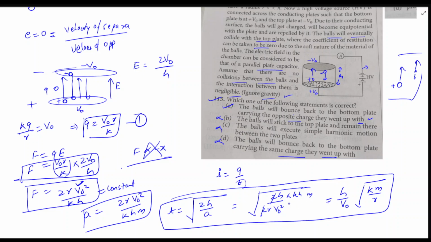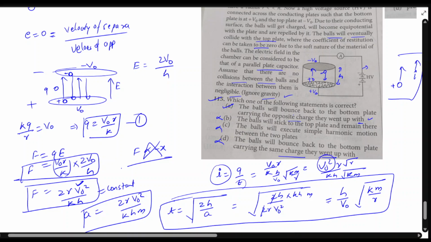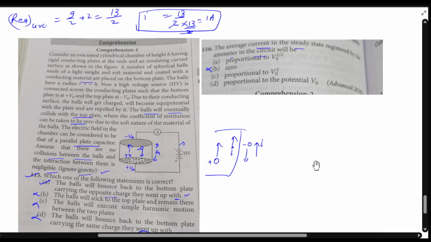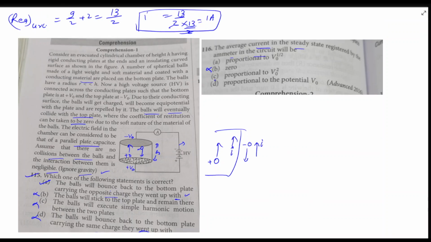Right? And we'll just put the values here. So q was v naught r by k and time is h upon v naught root km by r. So we have v naught square r upon kh, and this is root km, and root r will go here. Okay, so we can see I is proportional to V naught square, right? So which option is correct? C option is correct.